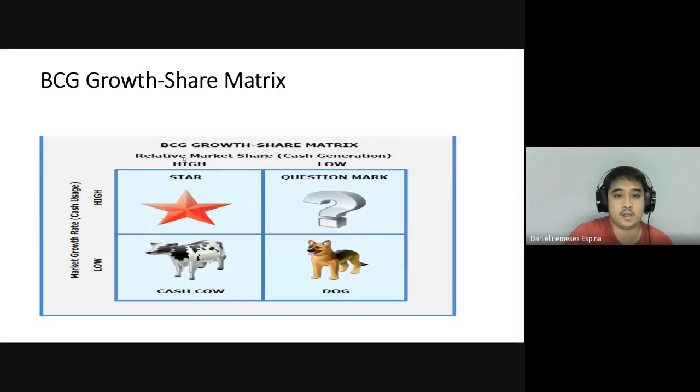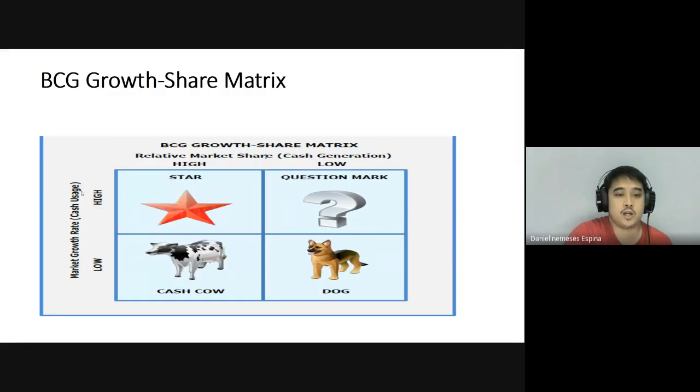So on top, this is the relative market share, and those with a high relative market share can generate more cash. So those businesses or symbols under the low market share are question marks and the dog. And then on this side, we have the market growth rate. So if there is a potential for growth, it usually needs a lot of cash. So you have the star and the cash cow.